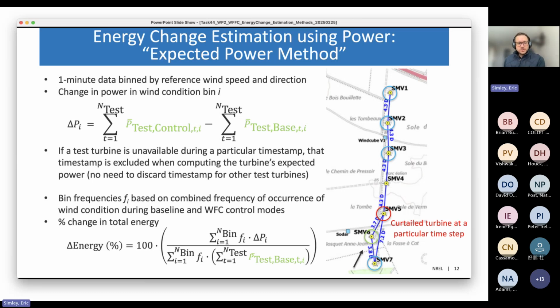And then the total change in energy is similarly calculated by summing over all the wind condition bins, multiplying the frequency of that bin by the change in power, delta P. And then in the numerator, we're just computing the sum of the average wind farm power in each bin to get that percent change due to wind farm control.